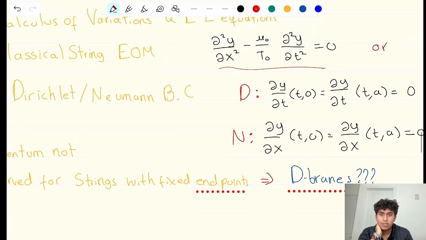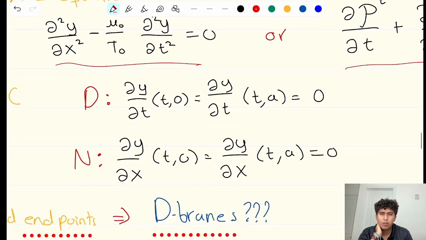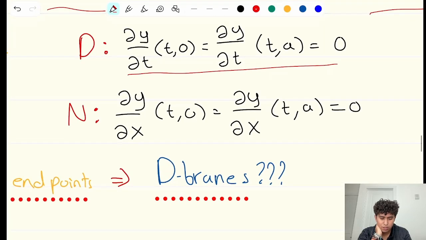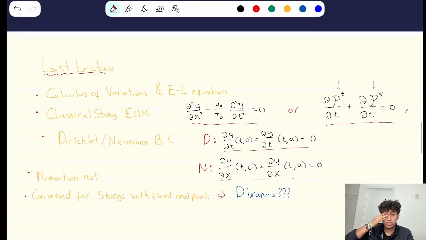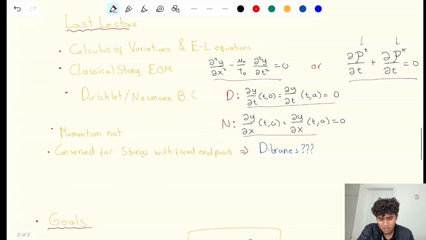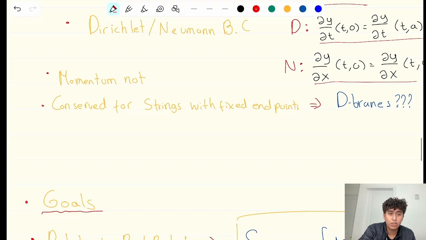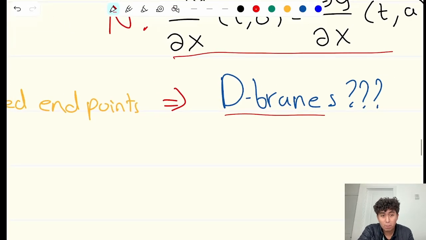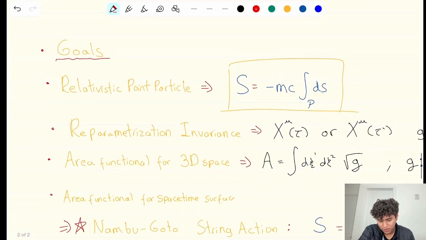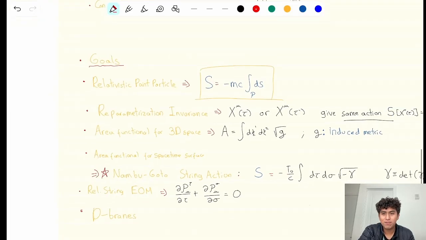Then we also analyzed boundary conditions. We analyzed Dirichlet boundary conditions, which is when you fix both ends of the string, and also Neumann, where you let the ends of the string be free. It's like having a ring on each side of a string and letting it be free. Remember, this is all classical strings. There's no weird stuff happening. This is just normal strings of real life. We also analyzed conserved charges for strings with fixed endpoints, and this gave us a hint of D-branes, which is cool.